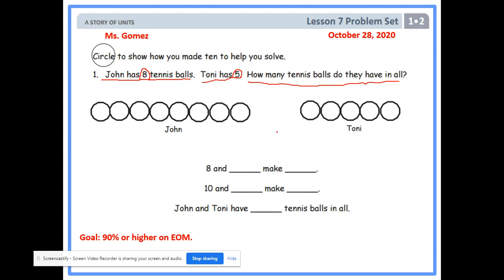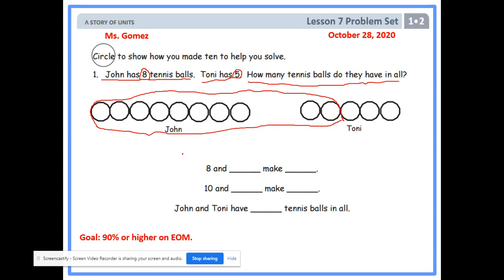Well, they already did the first key point for you, which is they drew a representation of the picture. Here's John's tennis balls and Tony's tennis balls, 8 and 5. They also labeled them. Step 2, you're supposed to identify and circle the parts that make 10. Well, we know that 8 needs how many more to make 10? Get ready. Yes, 2. So in your book, let's circle 8 and 2.